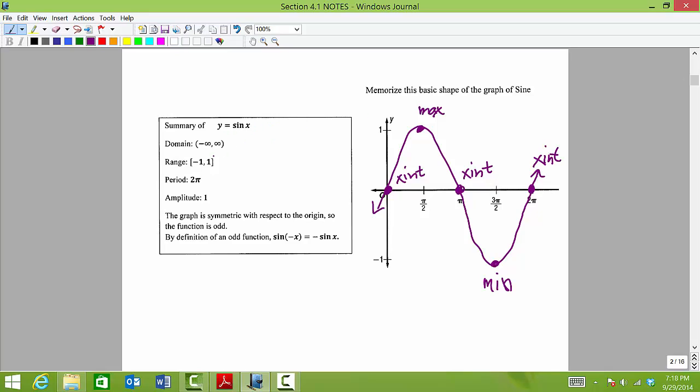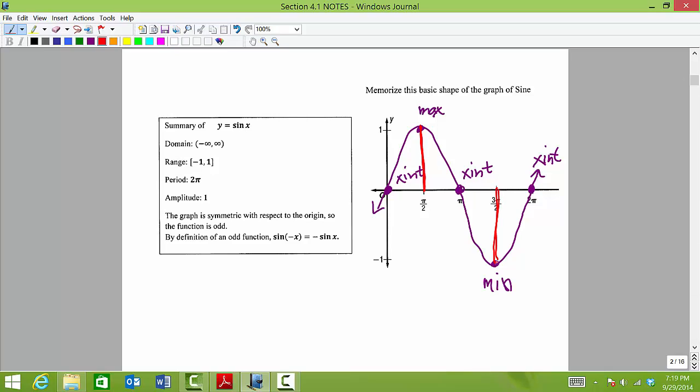So y equals sine x has a domain of negative infinity to positive infinity. What that means is that we use all of the x values as input on our number line. The range goes from minus 1 to 1. The period is 2 pi, and the amplitude is 1. When we talk about the amplitude, we mean the distance from the middle of the graph to the top and from the middle of the graph to the bottom. The amplitude is always considered to be a positive number because it's talking about a distance.